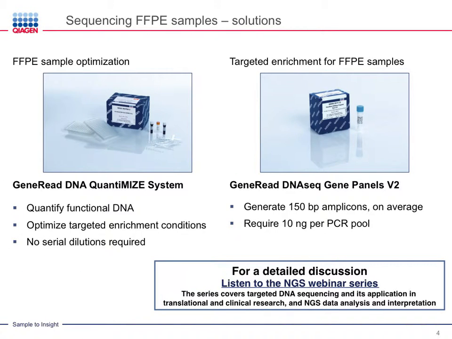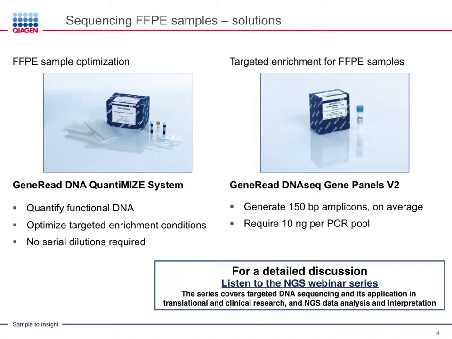To overcome the challenges of FFPE quality and quantity, QIAGEN has developed the GeneRead DNA Quantimise system and GeneRead DNA Seq Panels V2. The GeneRead DNA Quantimise system is a qPCR-based solution that quantifies the functional amounts of DNA and optimizes targeted enrichment conditions for FFPE samples without requiring any serial dilutions.